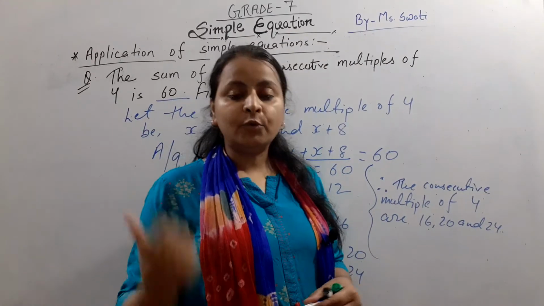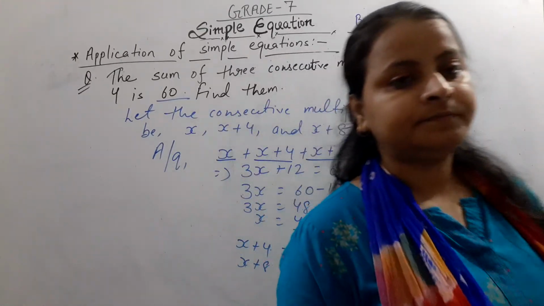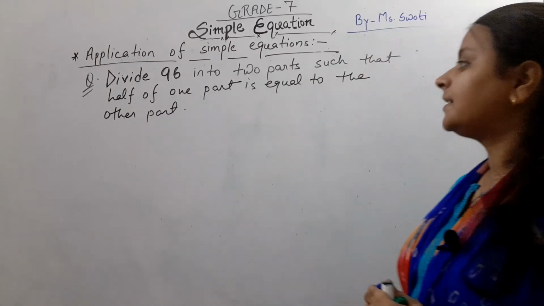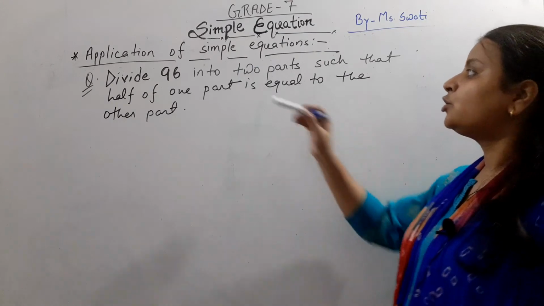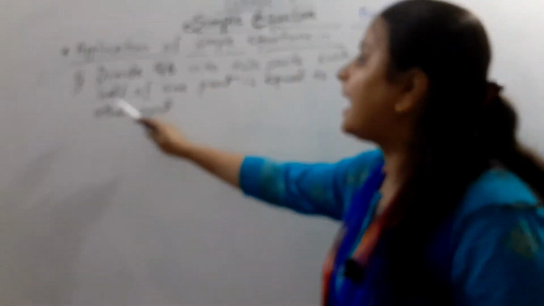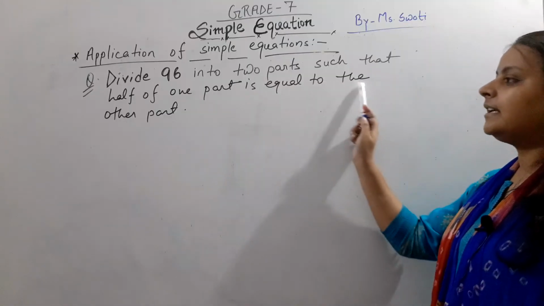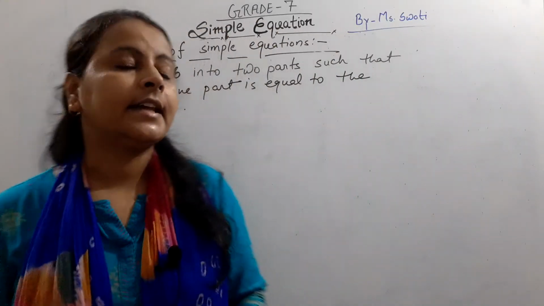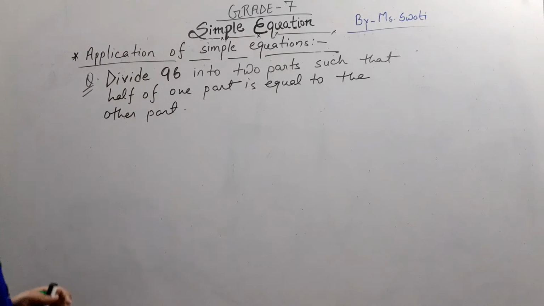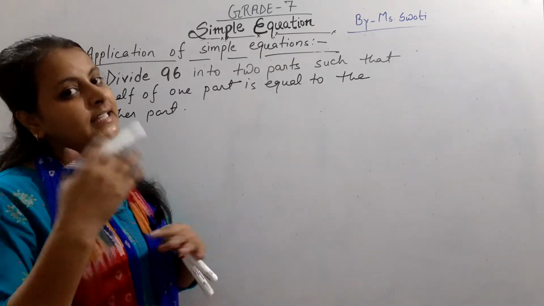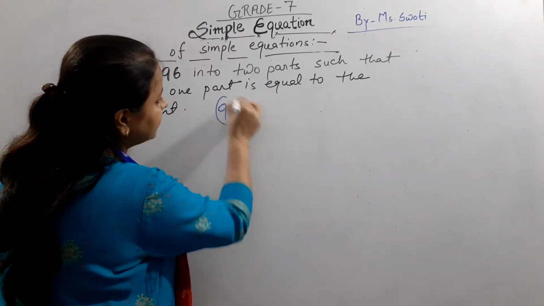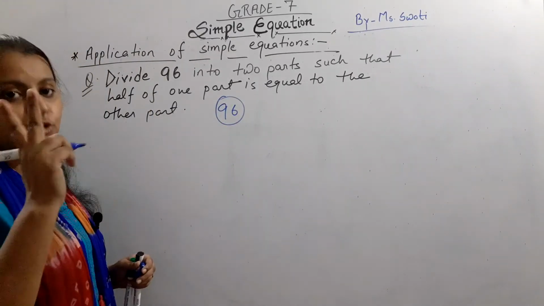Okay. So we move to our last question. The last question is, divide 96 into 2 parts such that half of one part is equal to the other part. We have to divide 96 in this way that half of the one part is equal to the other part. Here we have the number 96. We have to divide this into 2 parts.